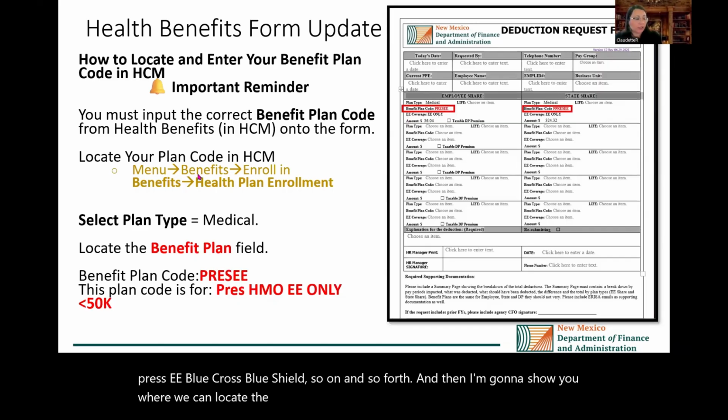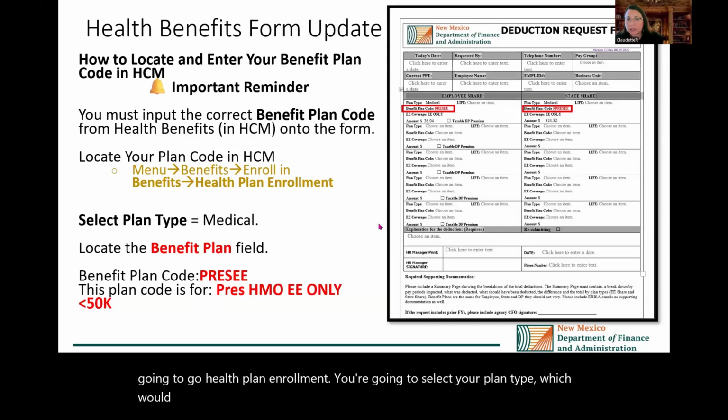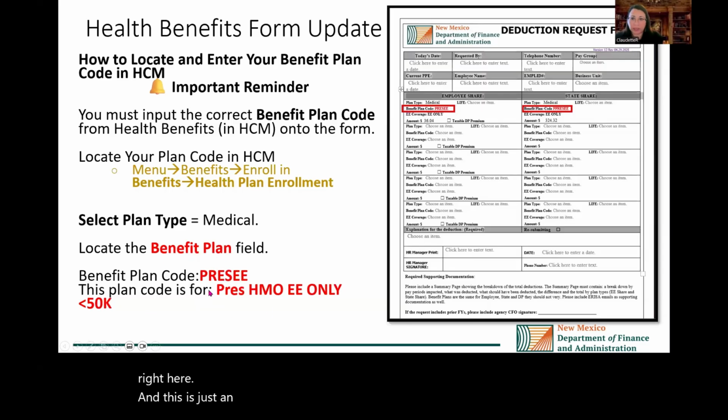So to locate your information, you would go to Menu, Benefits, Enroll in Benefits, and then you're going to go to Health Plan Enrollment. You're going to select your plan type, which would be medical, and then you're going to locate the benefit plan field, which is right here. And this is just an example of what one would look like.